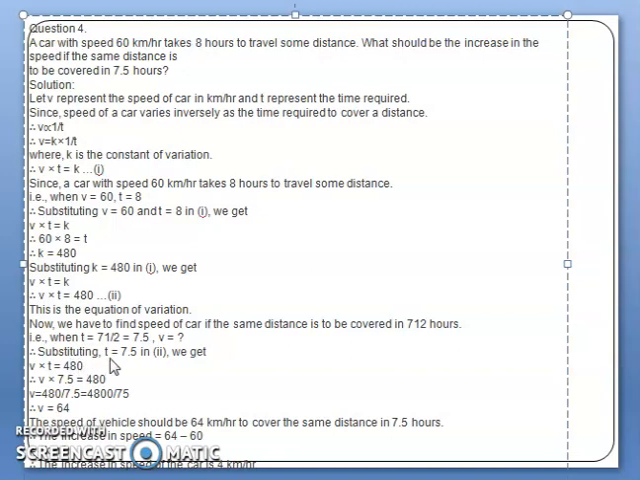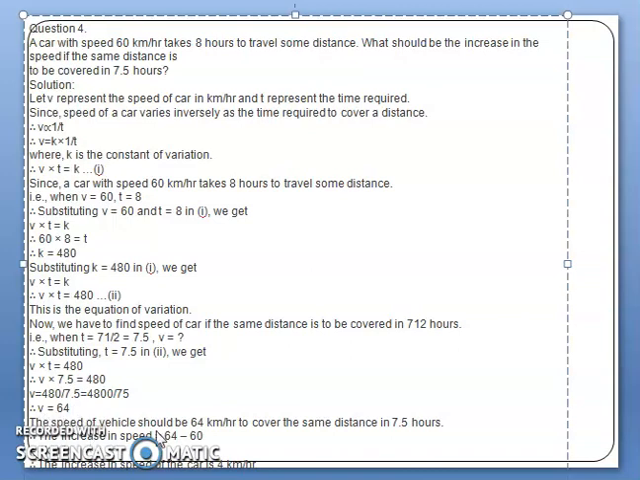So here substituting T equal to 7.5 in equation 2, we get V multiplied by T equals 480. So V multiplied by 7.5 equals 480. So V will be equal to 480 upon 7.5. Here the decimal point is there. If we remove the decimal point, in the numerator we get 4800 upon 75. So after dividing, we get the speed V equals 64.